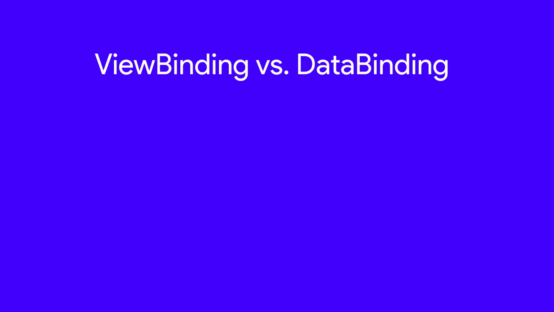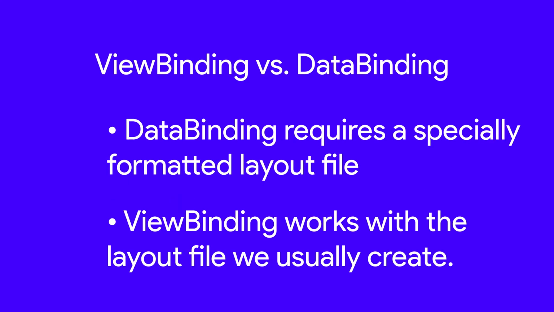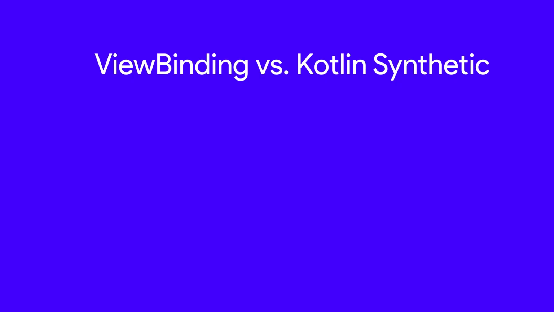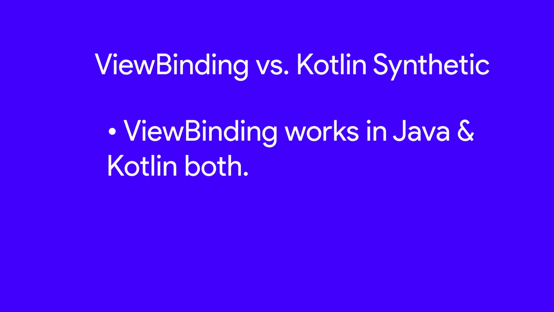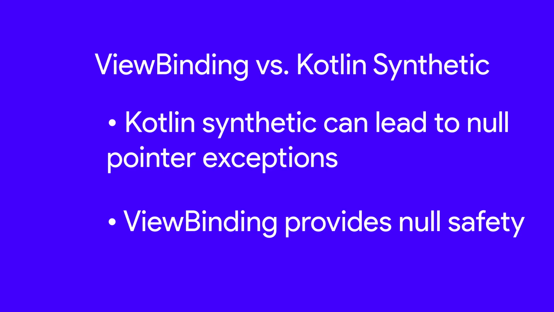In comparison with data binding, ViewBinding has important advantages like a faster compilation. Since ViewBinding doesn't require any annotations processing, therefore the compile time is faster than data binding. Plus, there is no special formatted layout file required for ViewBinding to work, unlike data binding. Finally, in comparison with Kotlin Synthetic, ViewBinding has advantages because it can be used in Java as well as Kotlin, whereas Kotlin Synthetic can only be used in Kotlin. Also, Kotlin Synthetic can lead to some null pointer exceptions because of referring to the views which are not present in the current inflated layout.